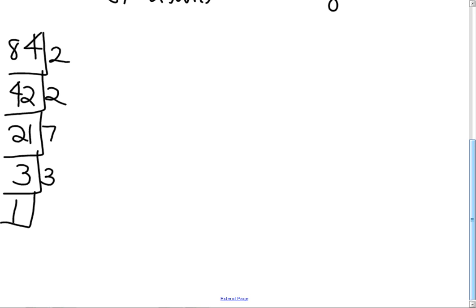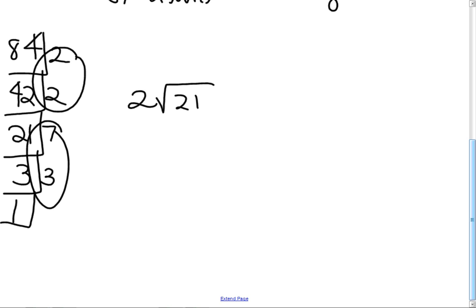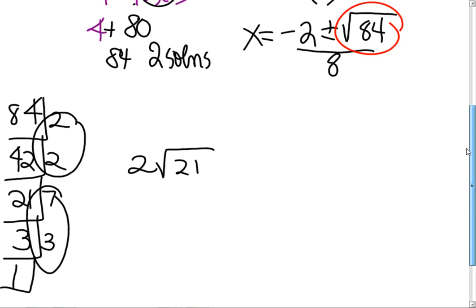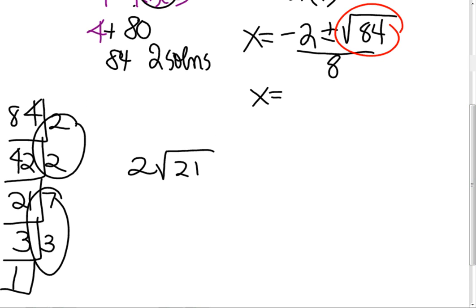Remember how we simplified the square root of 84? If I have a match, one of them comes out. If there's no match, that stays under the radical. It's 21. So here's what I have: x equals negative 2 plus or minus 2 times the square root of 21 all over 8. We will leave our answer like that. It can be reduced, but I'm not going to worry about it because it'll never happen correctly.